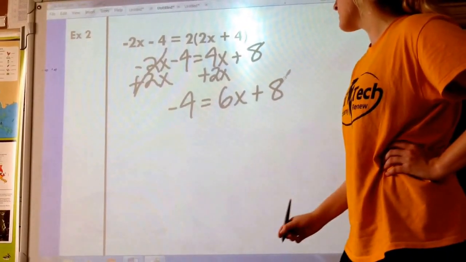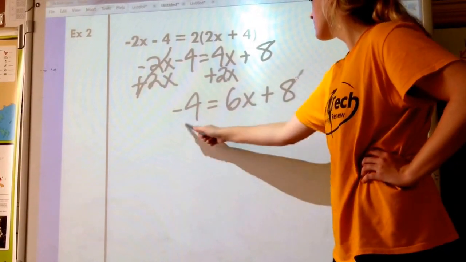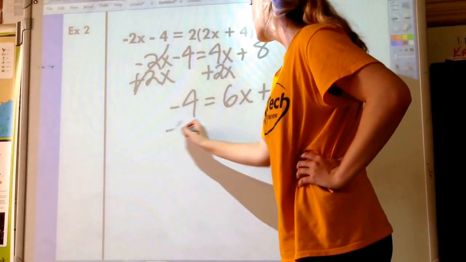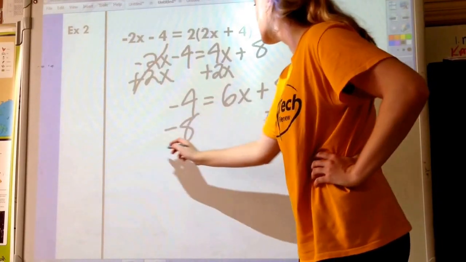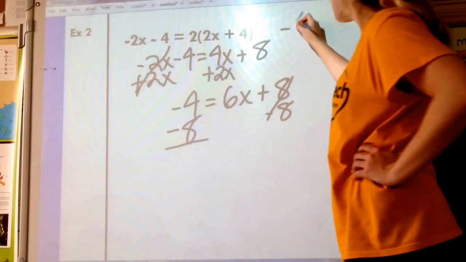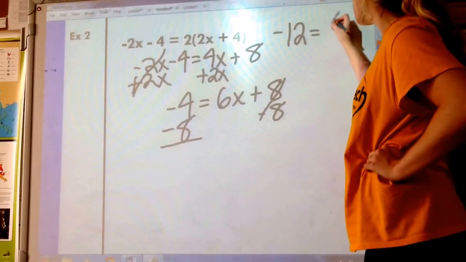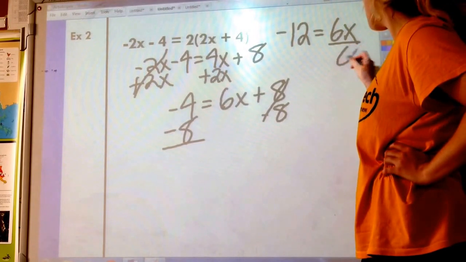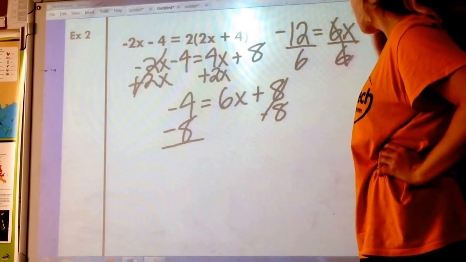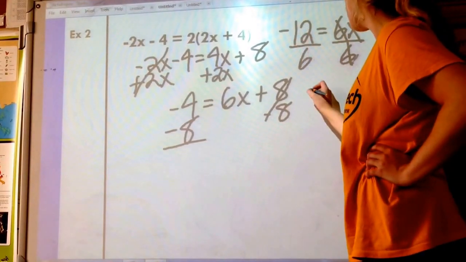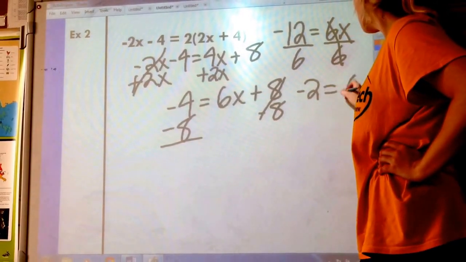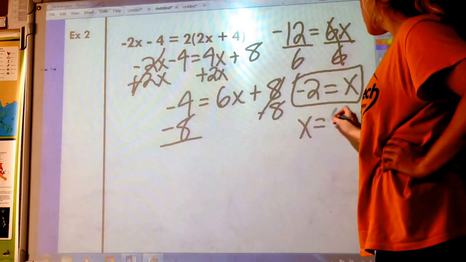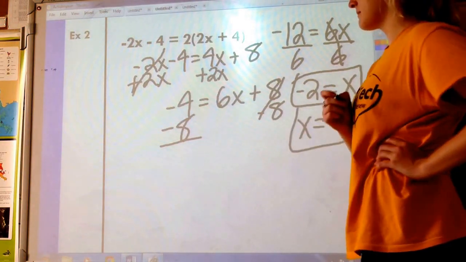I still have to isolate my variable, so I'm going to move 8 over to the other side. I'm going to subtract 8 from both sides. My 8's will cancel out. That's going to leave me with negative 12 equals 6x. My last step here is just to solve for x, so I'm going to divide both sides by 6. My 6's will cancel out. Negative 12 divided by 6 is negative 2. So I'm left with x equals negative 2. Or, if I want to write it this way, same thing.